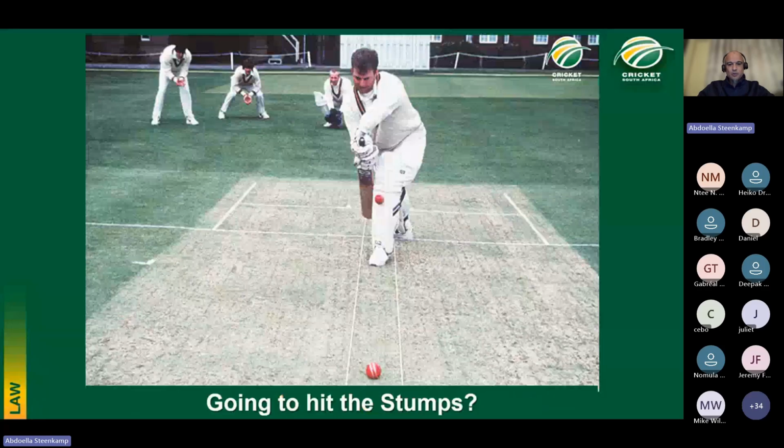Where did it pitch? Between wicket and wicket. Where was the impact? Between wicket and wicket. Would it have gone on to hit the stumps? If yes, give the batter out. If you don't think it was going on to hit, not out.